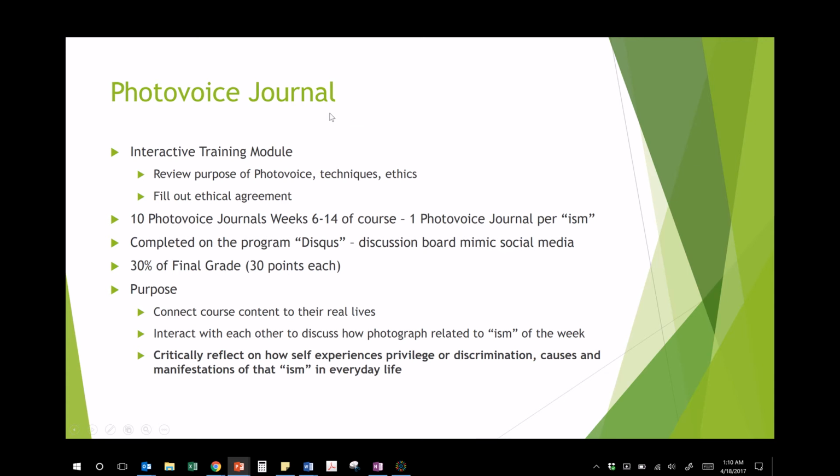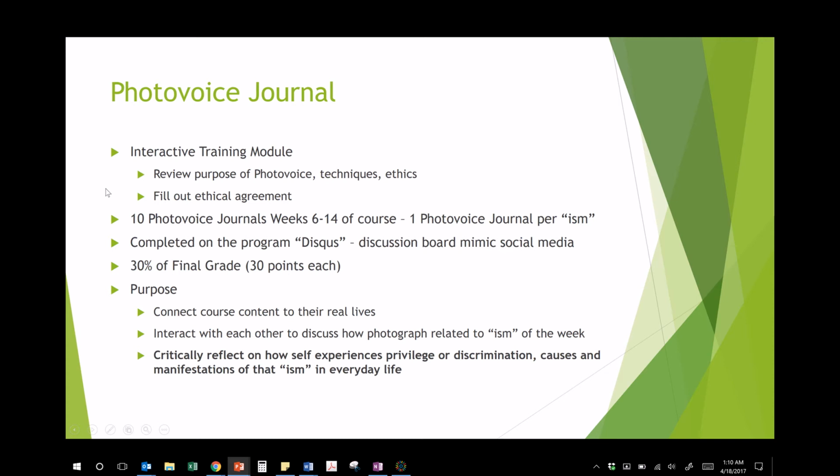The main ways that the Photovoice journal was developed and refined for this course: it first required students early in the semester to take a training module. This training module was interactive through a program called VoiceThread. It reviewed the purpose of Photovoice, techniques about how to take photographs, and the ethics of what it means to take a photograph, how to interpret that photograph, how to use that photograph in an ethical way.